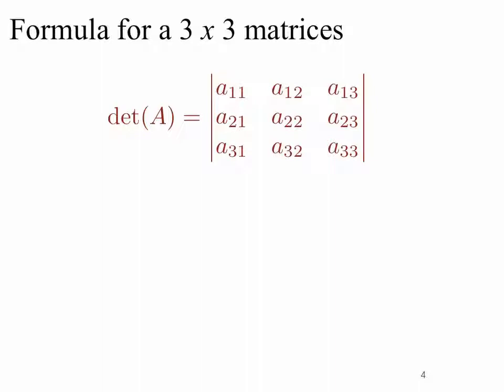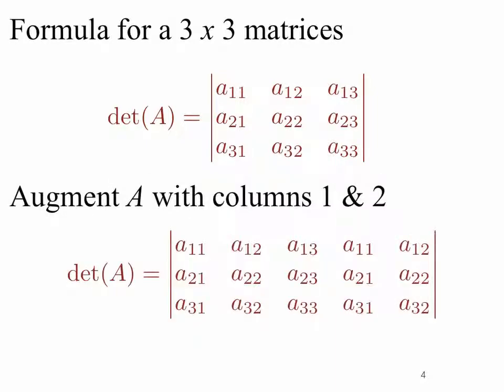All right, let's consider a formula for finding the determinant of a 3 by 3 matrix. There are several different ways to do this, but one way is to augment your matrix A with columns 1 and 2 of the matrix. Notice that the last two columns of this augmented system have A11, A21, and A31, which is the first column of the matrix A, and A12, A22, and A32, which is the second column of the matrix A.